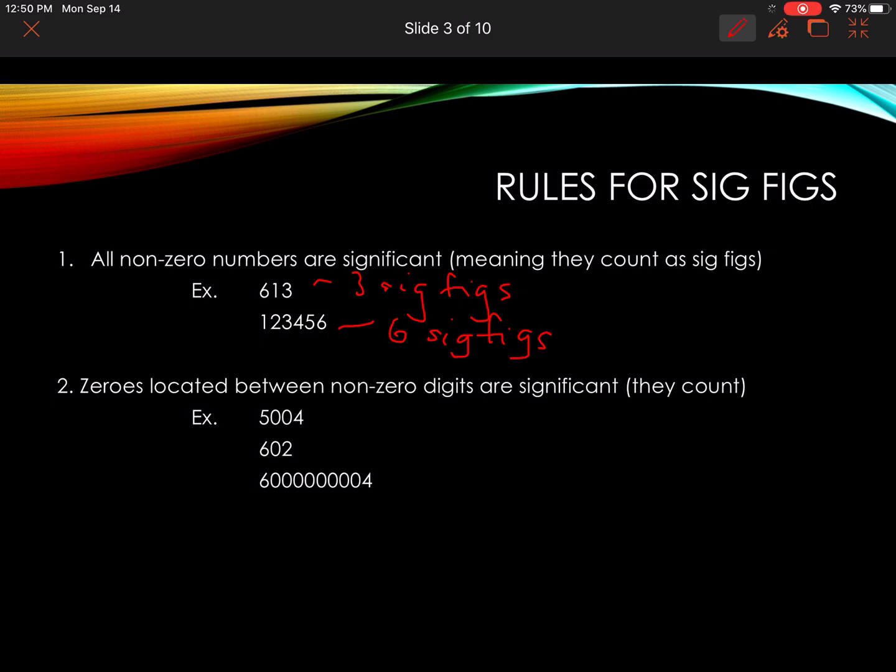Now, second rule, zeros located between non-zero digits are significant. They count. So even though they're zeros, because they're in between two non-zero numbers, we're going to count them. So the first one here, 5,004, 4 digits long total. There's 2 zeros, but because they're in the middle there, that's going to count as 4 sig figs. 602, again, that zero's in the middle, so that's going to have 3 sig figs. And then this number here, we have a whole bunch of zeros, so I'm just going to count them up. 1, 2, 3, 4, 5, 6, 7, 8, 9, 10. So this is actually going to have 10 sig figs for this one. And those zeros count again because they're in between two non-zero numbers.